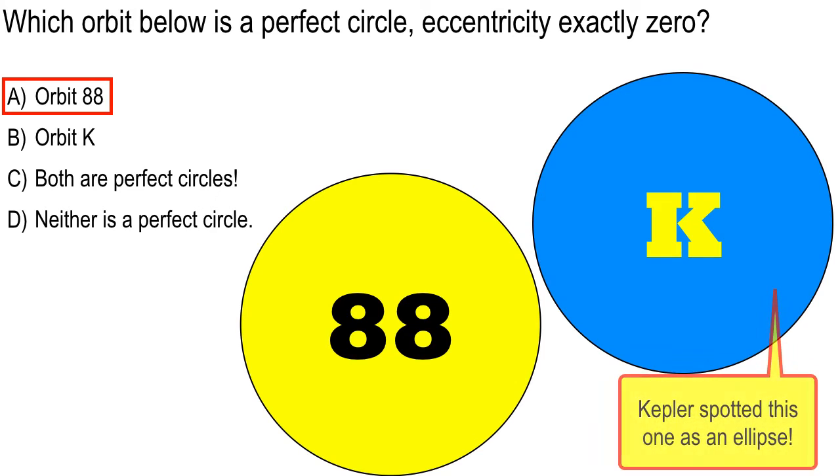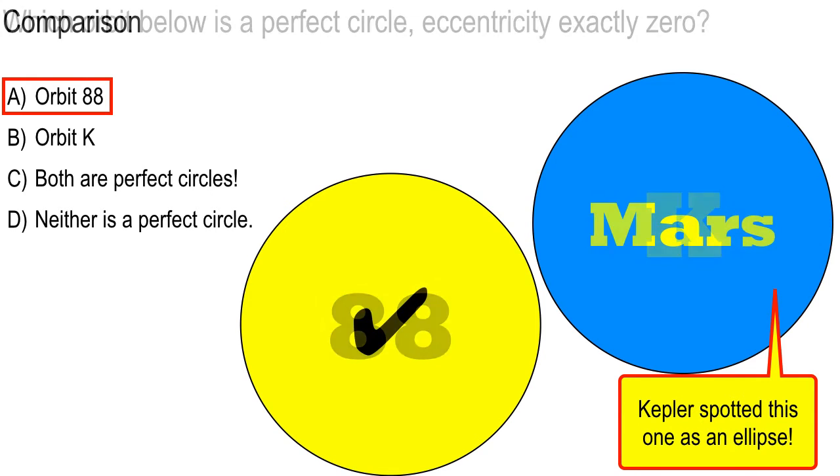But guess what this one is? This is the exact shape of Mars's orbit, and I designed it very carefully. This one's a perfect circle, and this one's the shape of Mars's orbit. And Kepler was smarter than you. Smarter than all but 2 of you guys. He spotted that as an ellipse. Can you believe that? All right, so let's do a comparison of these 2.